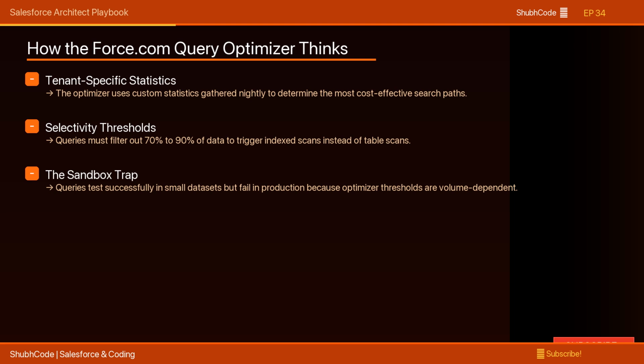For standard indexes, the threshold is typically 30% of the first million records and 15% of records after that. For custom indexes, the threshold is even tighter, at 10% of the first million records and 5% of any remaining records. If your query filters are not selective enough to fall below these limits, the optimizer completely ignores your indexes, and defaults to a slow table scan. This is why a query that runs perfectly in a developer sandbox can completely crash with a timeout in a full copy sandbox or production environment.